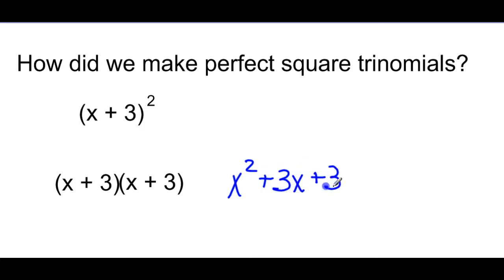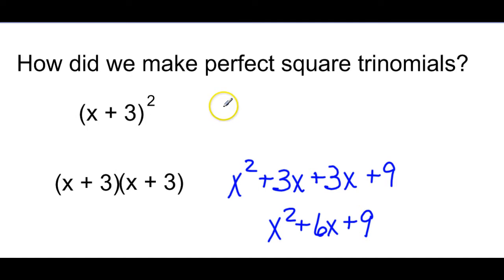inner, and last. And what do you know about the outers and inners? What do you notice about them? They are the same, so there's 2 of the 3 x's, so that's x squared plus 6x plus 9. Now, the shortcut for this is square the first term, multiply these 2 together, which is 3x, but take 2 of those, and square the last term, and you'll see you get the exact same answer.